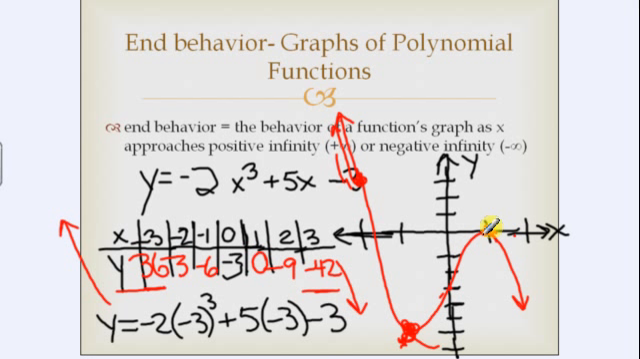And that concludes lesson 2.2, Evaluating and Graphing Polynomial Functions. Thank you.